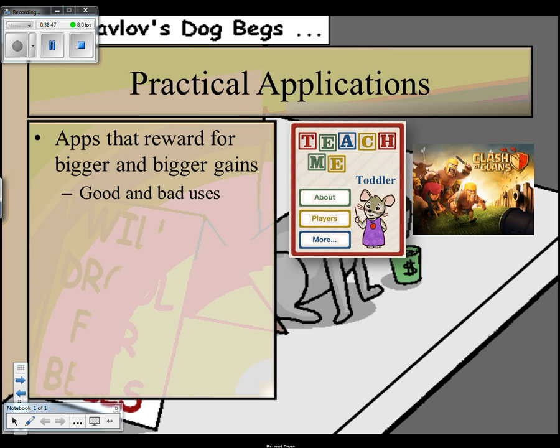Practical applications. Number 1. Computers are great for this because you can set up a ratio. Who has played Clash of Clans? That is not a game. That is a Skinner box. Here's what you do. You push a button and then you wait. And then it's a question of which drops first, the timer or your willpower.